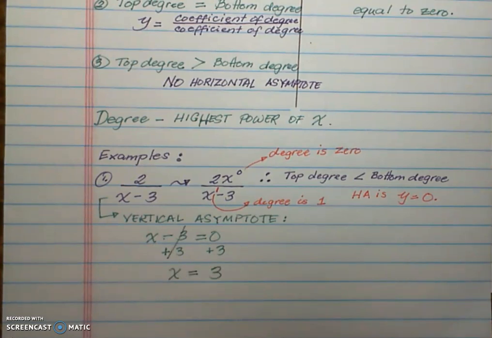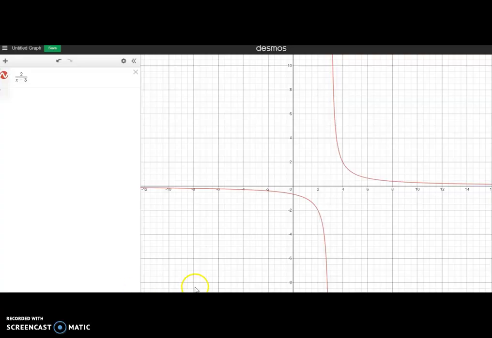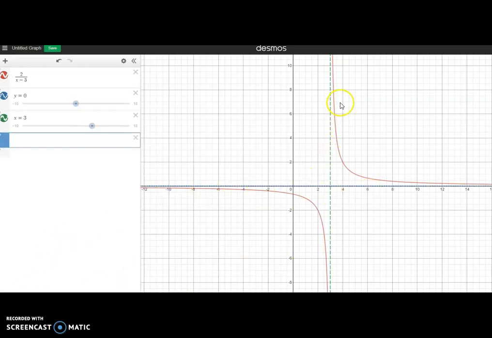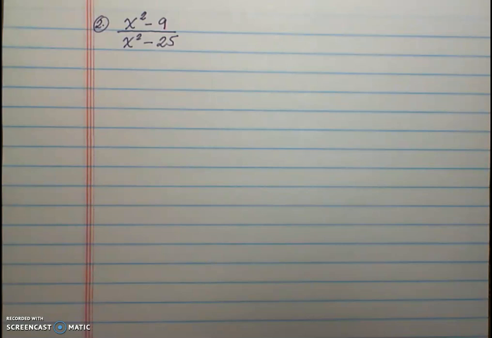Now let us confirm all these by using a graphing calculator. All right, so this is the graph of your function, and this is your horizontal asymptote y equals 0. And this green line is your x equals 3, which is your vertical asymptote. Example number 2, x squared minus 9 over x squared minus 25.